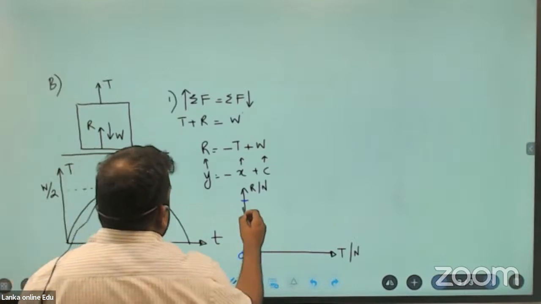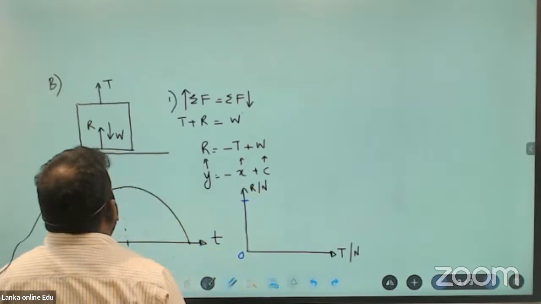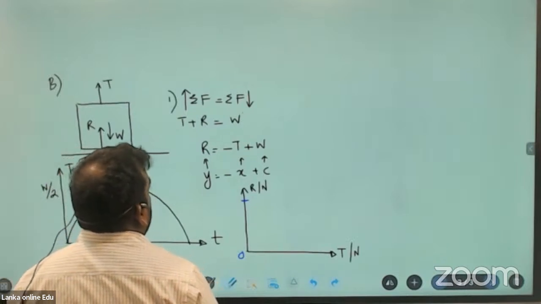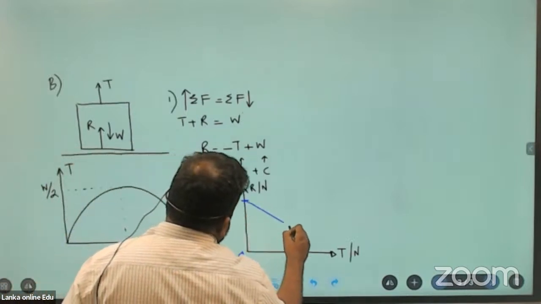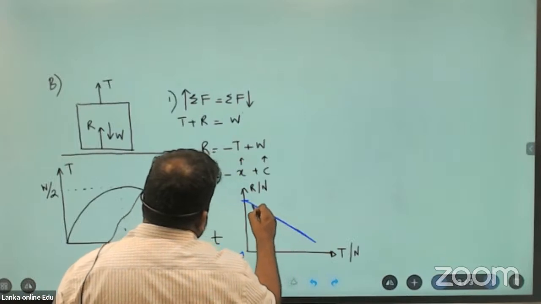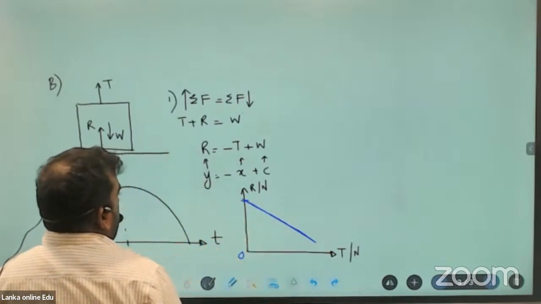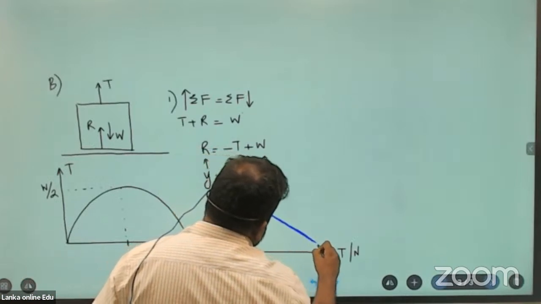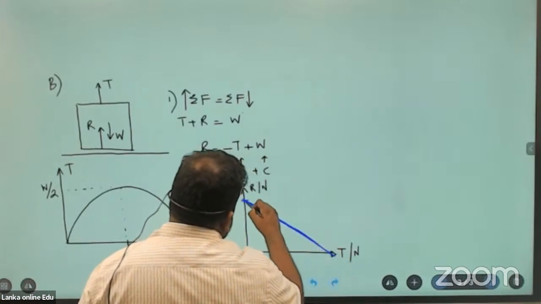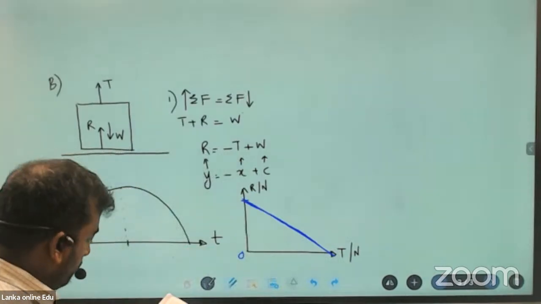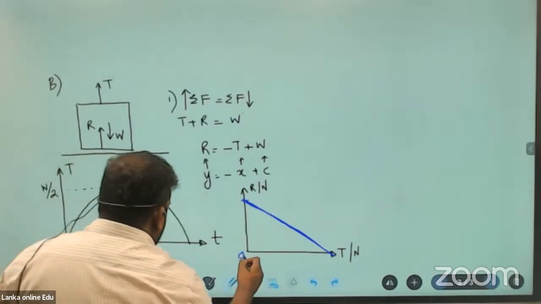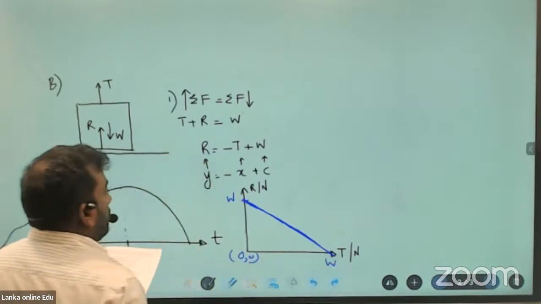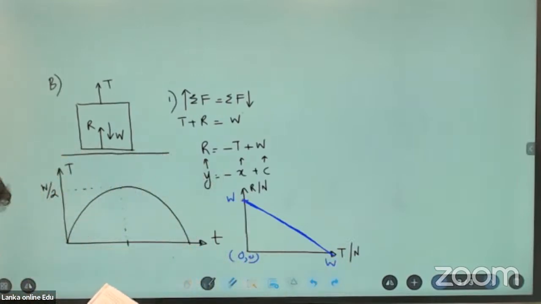Tension is 0, R is W. Tension maximum is W over 2. Normal reaction 0, tension equal W. So this graph continues like this. Please name it. This is W. This here also will be W. Right.